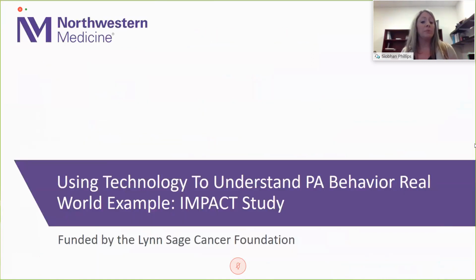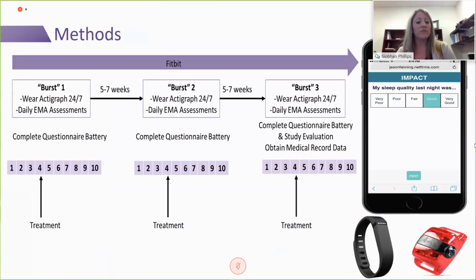So I'm going to go through some examples of how we are using technology in our lab to understand physical activity behavior, and then I'll go through some examples on how we're using it to actually try to promote physical activity. The first example I'm going to go through is the IMPACT study, and this study was funded by the Lynn Sage Cancer Research Foundation, and the goal was to explore the relationship between physical activity, clinical, motivational, and patient-reported outcomes using ecological momentary assessment, or EMA.